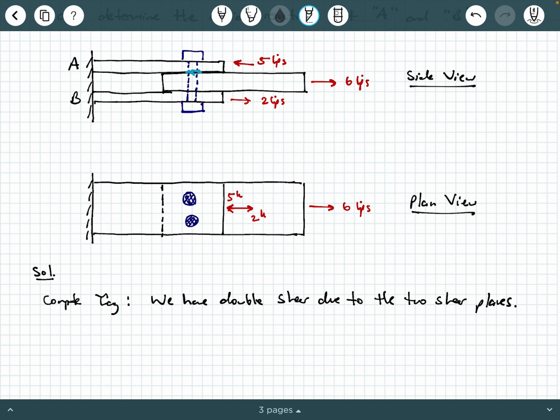Half of it is going to go to the top shear plane, and then the other half is going to go to the bottom shear plane, and then each half of that load is going to get transmitted into plates A and plate B.